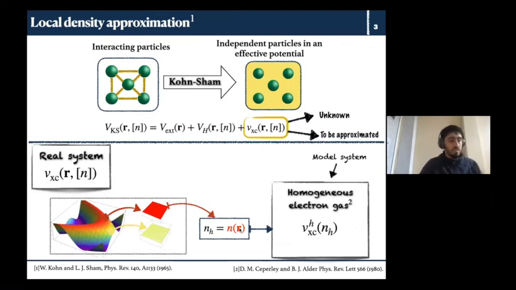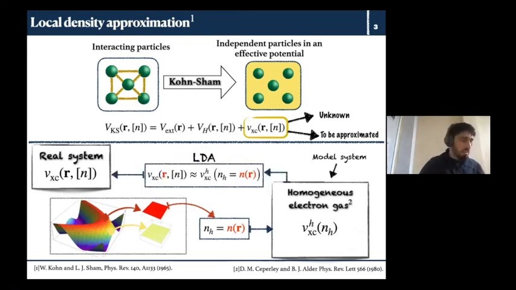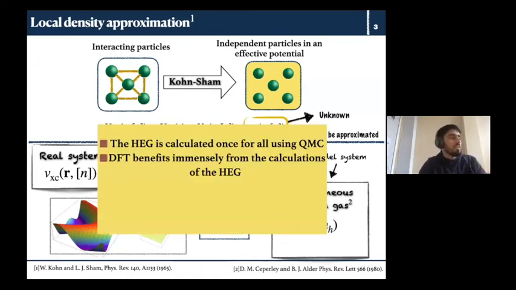Then we use this density as an input for the VXC of the gas to get the value that approximates the real VXC at this particular point. Then we need to do the same thing for each point. Like that, we see that the homogeneous electron gas is calculated once for all using QMC. And also, in practice, DFT benefits immensely from these calculations.